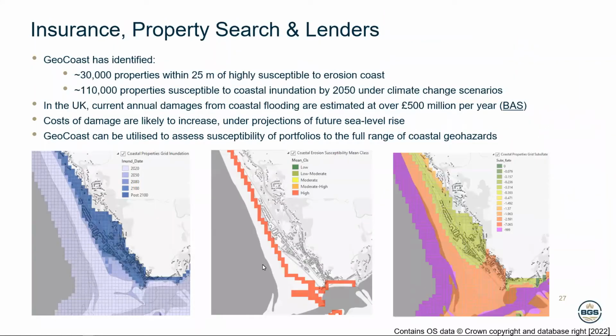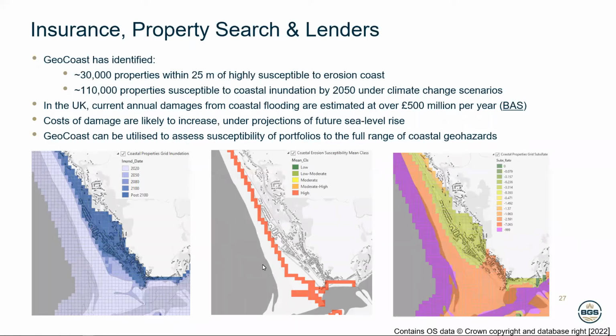Considering the insurance, property and lender sectors, a recently published UK coastal flood model suggests that financial losses as a result of coastal flooding could be up to 1,300% greater without the protection that's currently provided by coastal flood defences. And as Katie's already mentioned, annual losses due to coastal flooding are estimated to exceed £500 million a year.